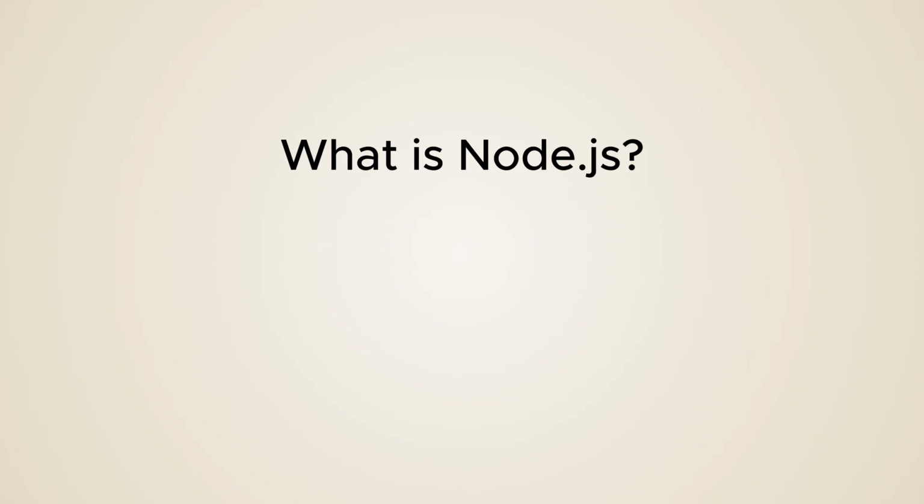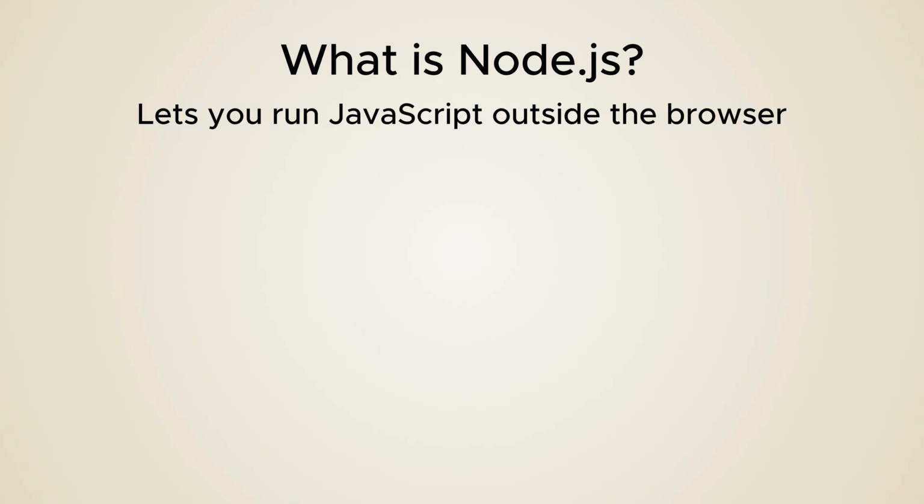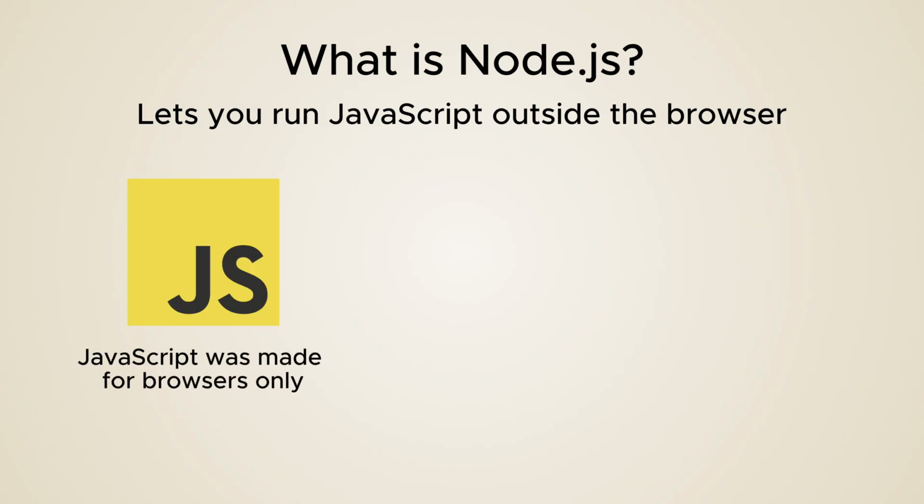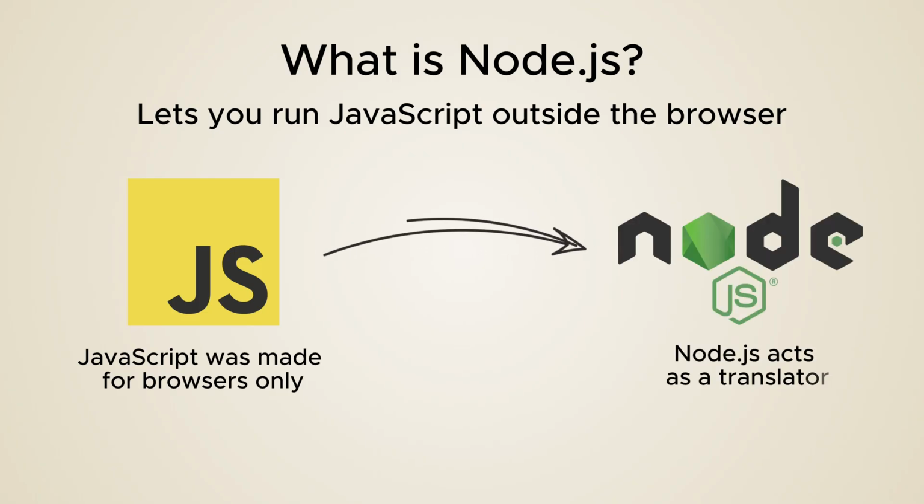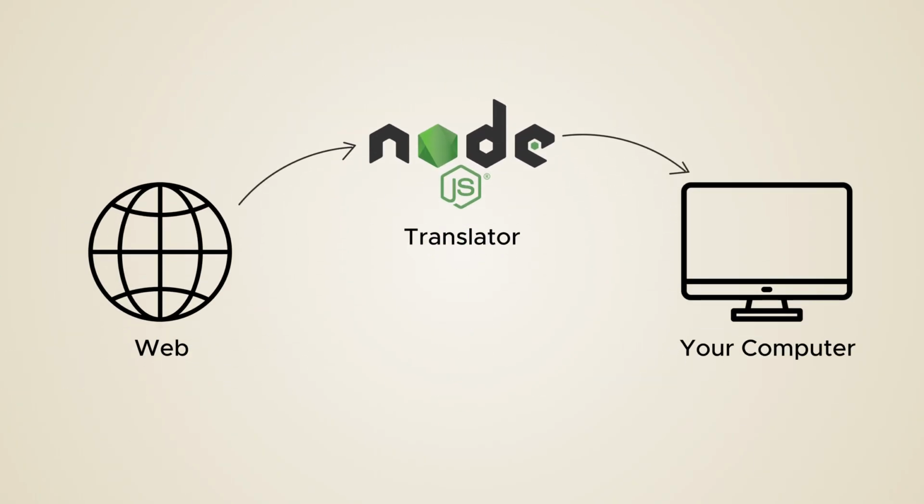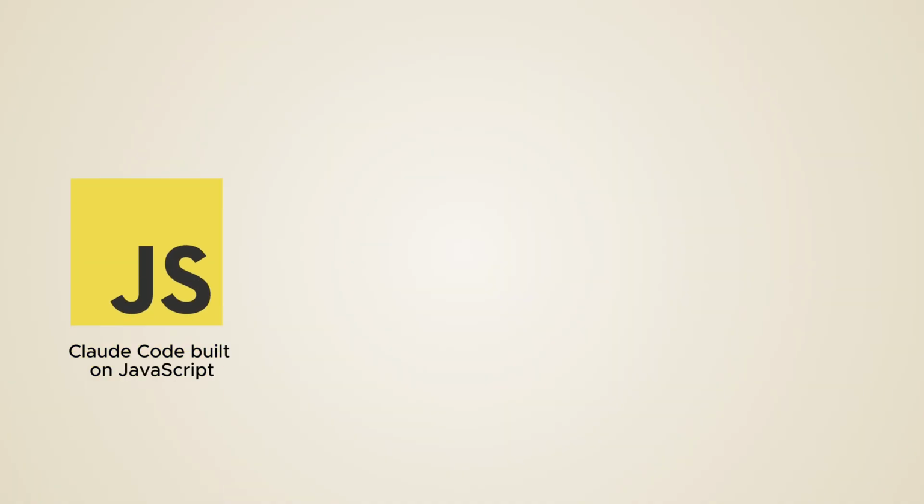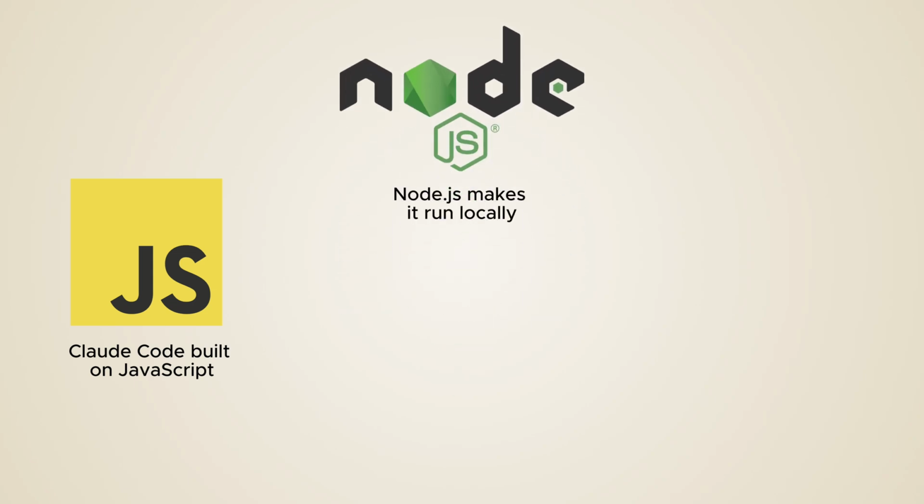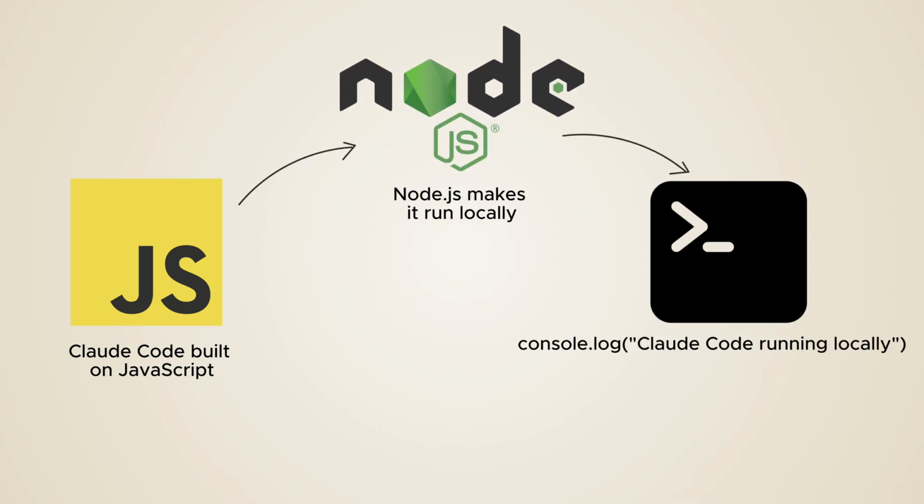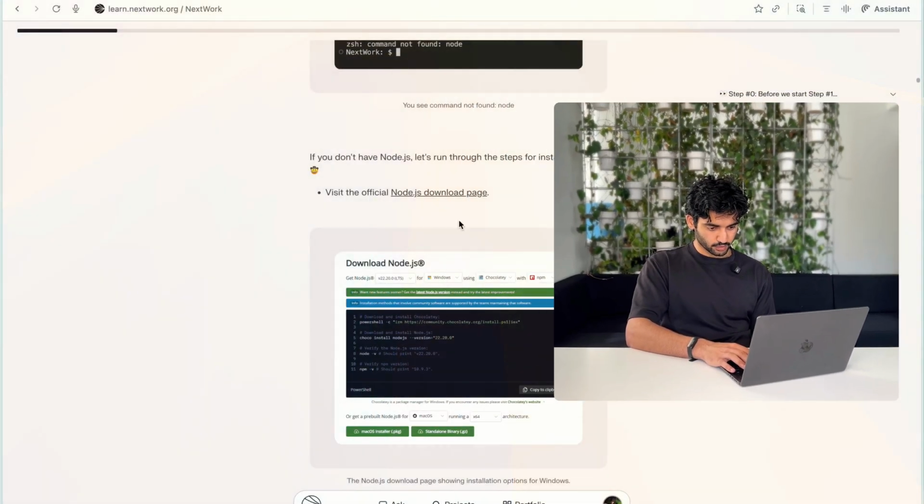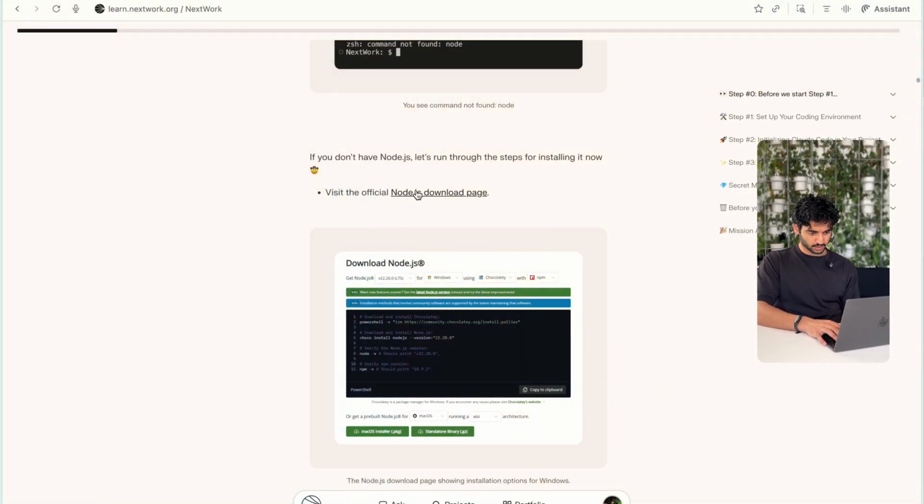Node.js is a runtime environment that lets you run code outside of web browsers. JavaScript originally was only designed for web browsers, and Node.js acts as a translator so that you can run JavaScript on your computer instead of just in your web browser. Developer tools like Claude Code are built on JavaScript, but we need tools like Node.js to translate them so that they can run on our machine, as they're not running in our web browser.